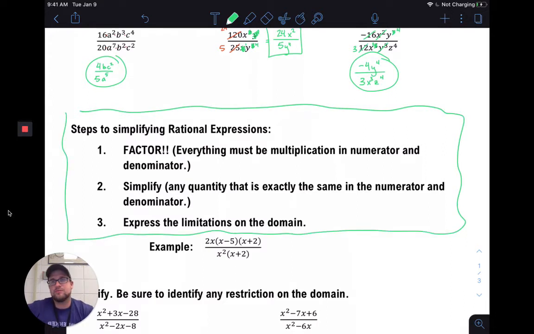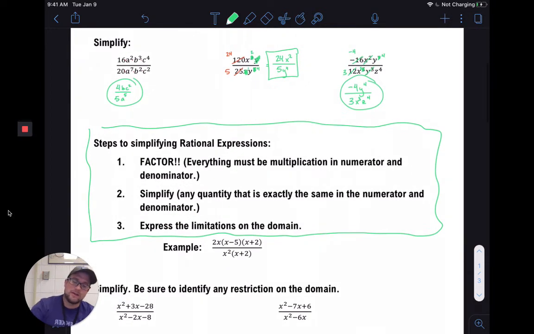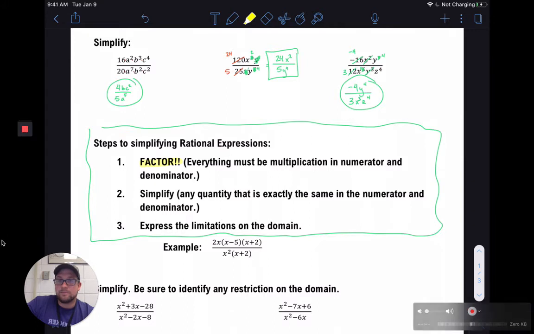These are your steps to simplifying rational expressions. Step number 1, factor. Everything must be multiplication in the numerator and denominator. That's going to be the big secret today, folks: when we factor, we turn our numerator, top of the fraction, and our denominator, the bottom of the fraction, into a multiplication problem. That's why factoring is so important, because it can take an addition or subtraction and make it into a multiplication problem. So we're going to take advantage of that as we go.